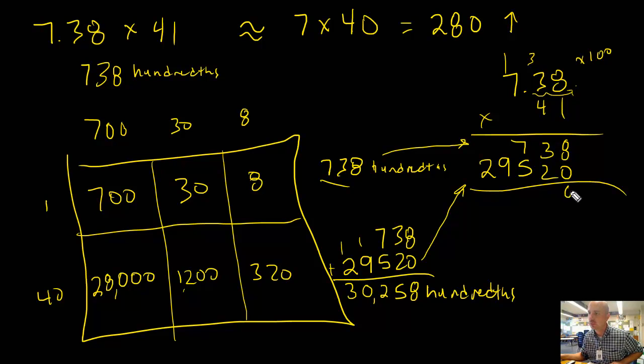So I can add those up. I got 8, I got 5, I got 12. Carry my 1. 9 and 1 is 10, so 0, and 1 and that is 3. And I get my 30,258, which does match up with down here.